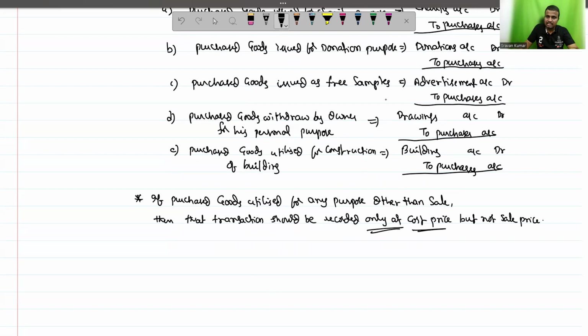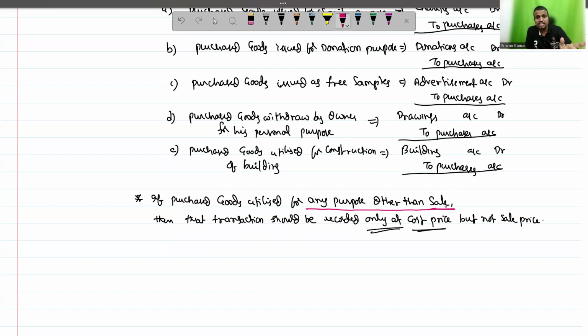So here it is clearly stated that the goods are utilized for another purpose other than sale. We are not selling the product. That's what it means. The profit is not realized. Unless the profit is realized, we cannot recognize it in books of account. So we have to record the transaction only at the cost price, but not at sale price. And these are the transactions relating to the goods.